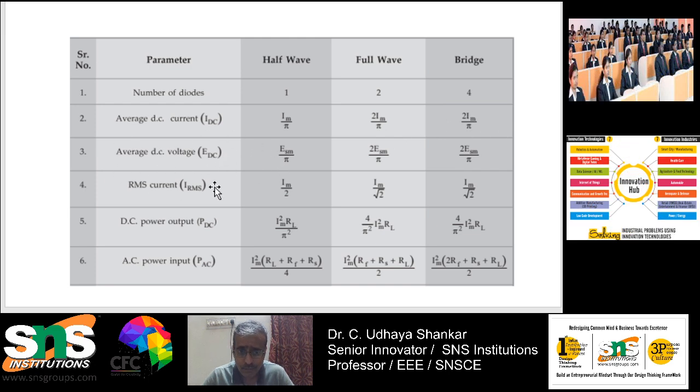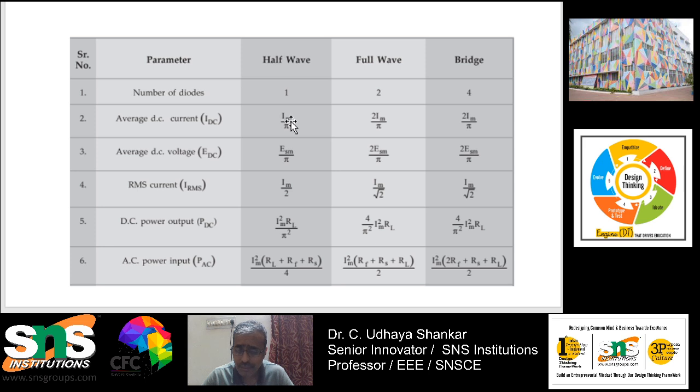Similarly, for average DC voltage, they will be asking you to find the DC voltage. They will be giving the value of EM, which is the maximum value. Sometimes in a problem they will give you the RMS value. If the RMS value is given, you have to multiply it by √2 in order to get the maximum value.